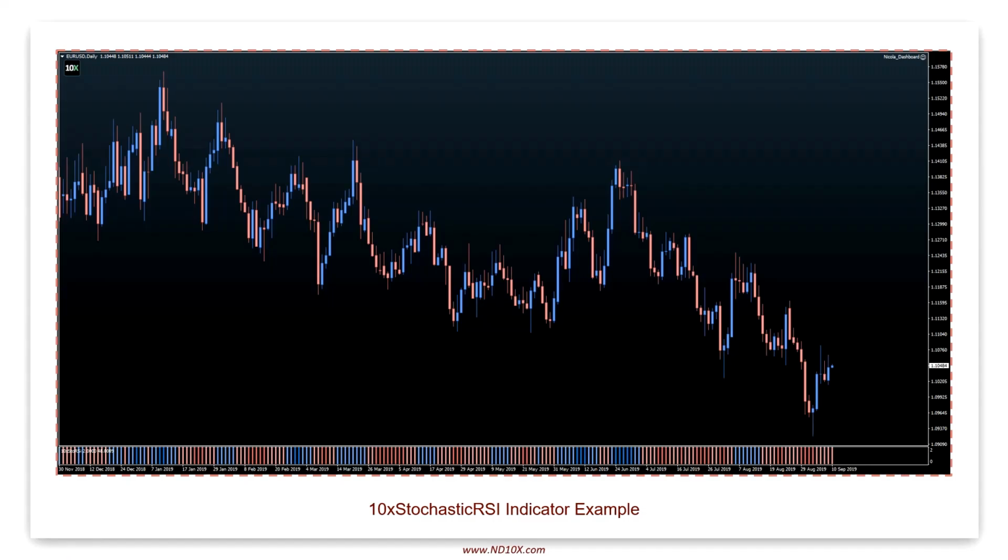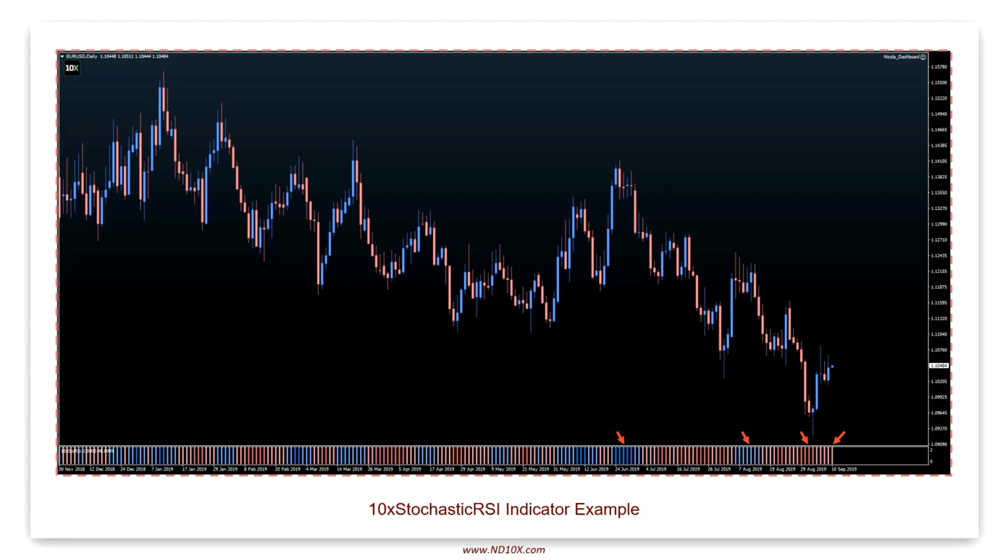You can't basically use this indicator with other systems. It's specially designed to work with the ND10x, at least the way it's currently showing. For example, we have a blue bar, which means that the stochastic RSI oscillator is at 80 or higher. We have the light blue, meaning between 50 and 80. We have the red, that's below 20, and the light red, meaning 20 to 50 levels.